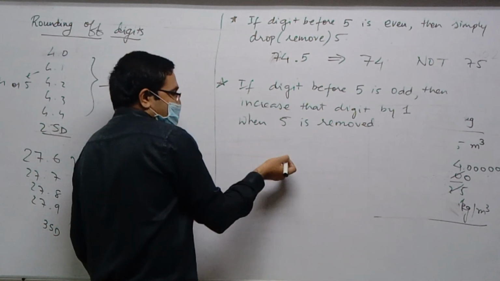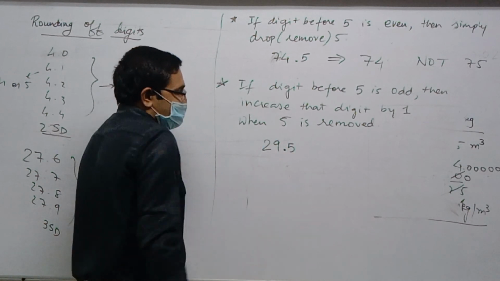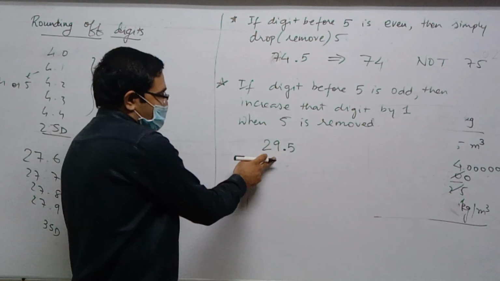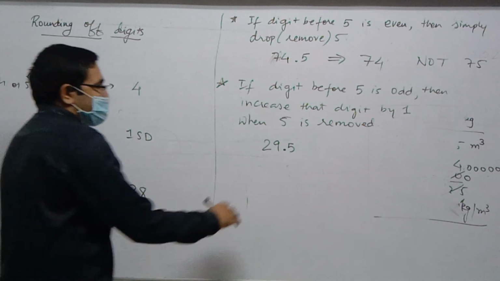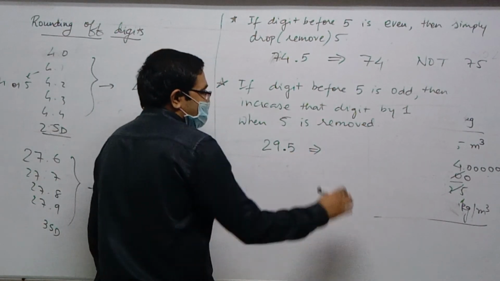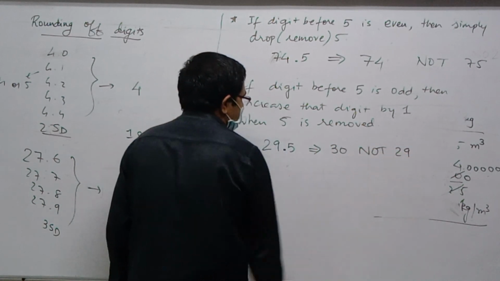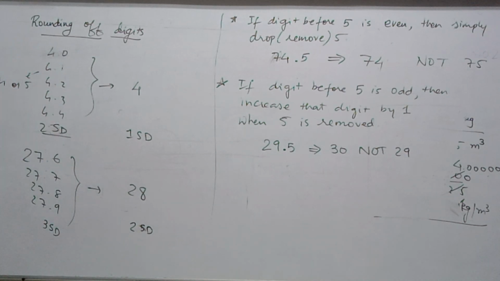So suppose it is, let's say, 29.5. Suppose it is 29.5. So here's 5. What's the digit before 5? 9. Odd or even? Odd. So what happens here? 30. It will become 30, not 29. Did you understand? Yes. Yes or no? Yes. Sure? Got it completely?